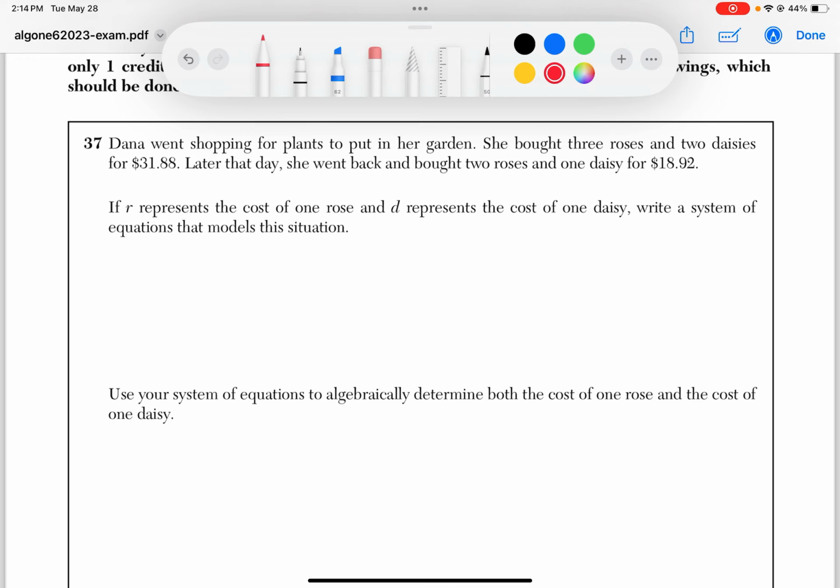We need to make a system. R is the cost of 1 rose, and D is the cost of 1 daisy. We're going to need a system of equations. We're going to need 2 unknowns, so we're going to need 2 equations. Well, I know she bought 3 roses, so 3 times the cost of a rose, plus 2 daisies, and she spent $31.88. I also know she bought 2 roses and 1 daisy for $18.92. Okay? So those are my 2 equations.